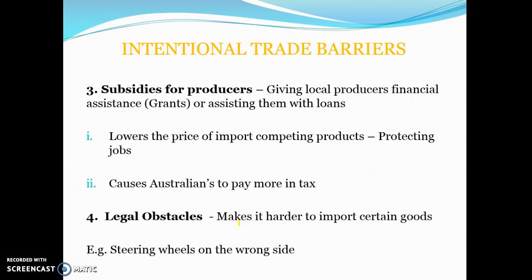Subsidies are financial assistance for local producers. They lead to lower prices for Australian products and therefore help to protect jobs in Australia. The only problem with subsidies is they cost the government money, so they may have to increase taxes. Legal obstacles is another one, like steering wheels on the wrong side makes it hard for us to import products.